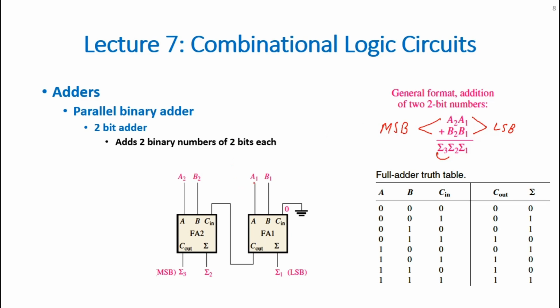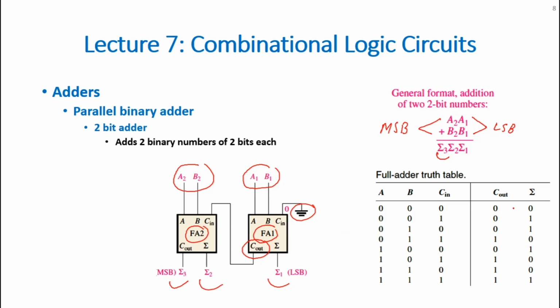Here we can see the circuit diagram for the 2-bit adder, where we have two full adders FA1 and FA2. The least significant bits will be added in the first adder, and then the most significant bits will be added in the second adder. Keep in mind that the carry input to the first adder will be grounded, and the carry input to the second adder will be coming from the carry output of the first adder. So here we can see that this will be the first output, this will be the second output summation, and this carry output will be referring to the summation 3 in this format.